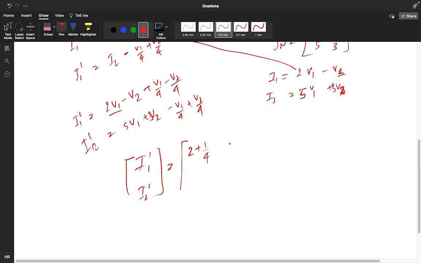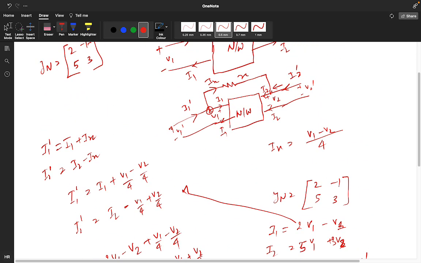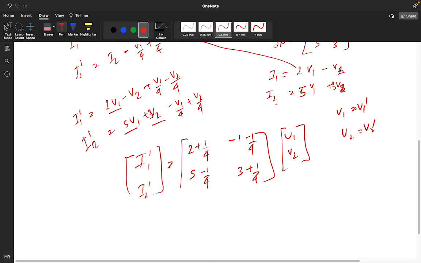So you are getting minus 1 by 4. And downside 5 minus 1 by 4. And what about this? This will be 3 plus 1 by 4. And this will come as v1 v2. And here v1 is equal to v1 dash and v2 is equal to v2 dash. See, it is parallel, so v1 dash is just equal to v1 and v2 dash is equal to v2.